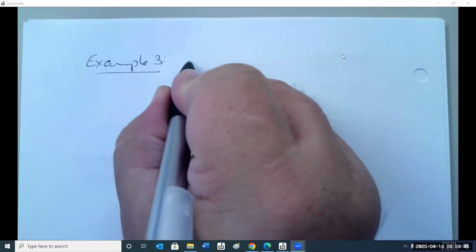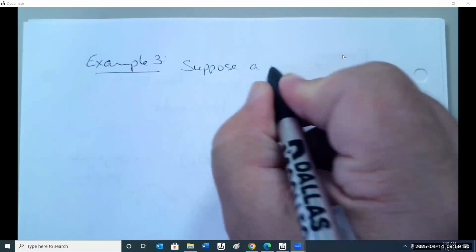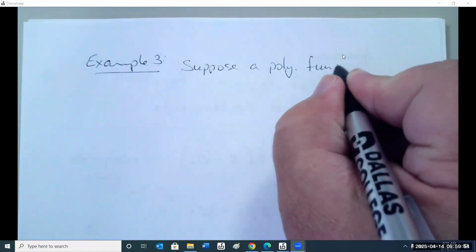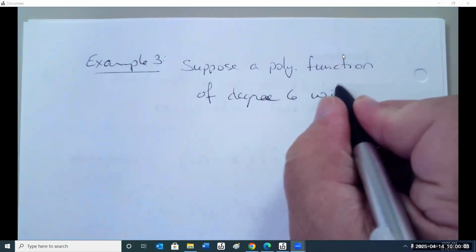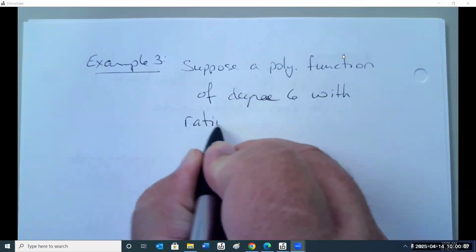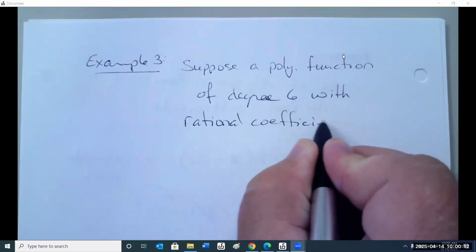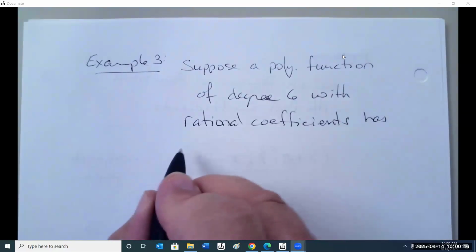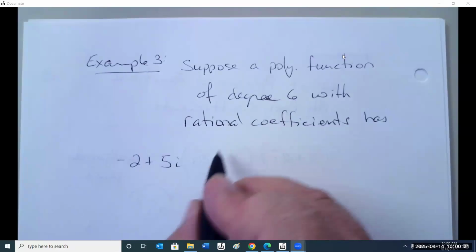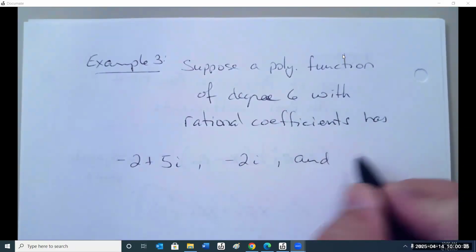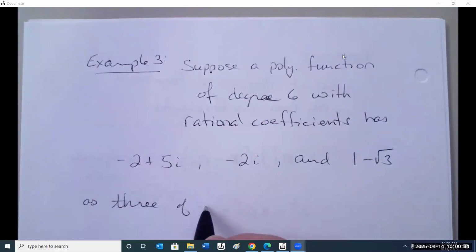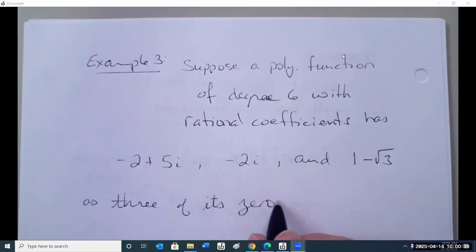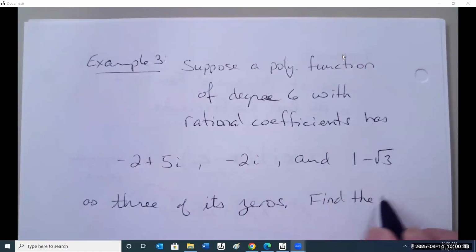All right, so let's look at some examples. Example 3. Suppose a polynomial function of degree 6 with rational coefficients has -2 plus 5i, -2i, and 1 minus radical 3 as 3 of its zeros. Find the other zeros.